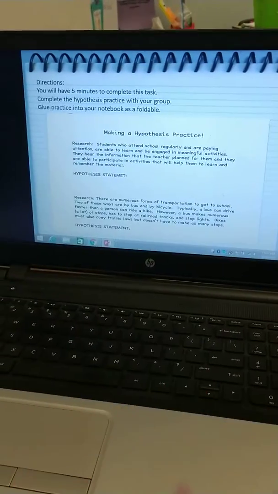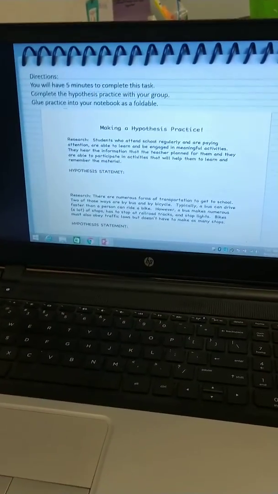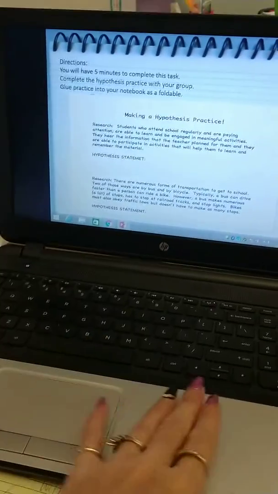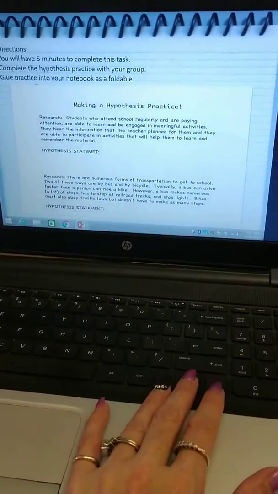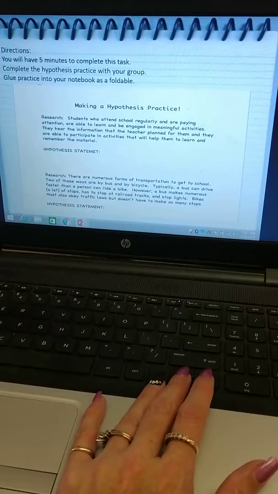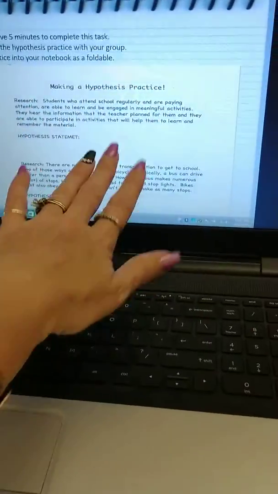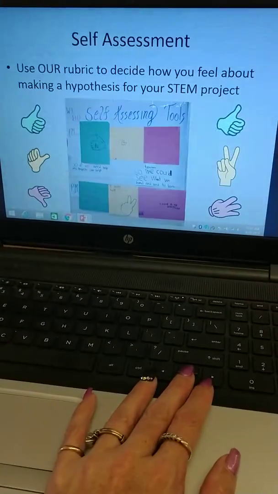And what I did is I just had the two groups, and they weren't able to glue it in their notebook. I went ahead and just laminated them so I could save them for future reference. But it is here if they need to see it to make sure that the task portion, which is this, is in their journal entry.